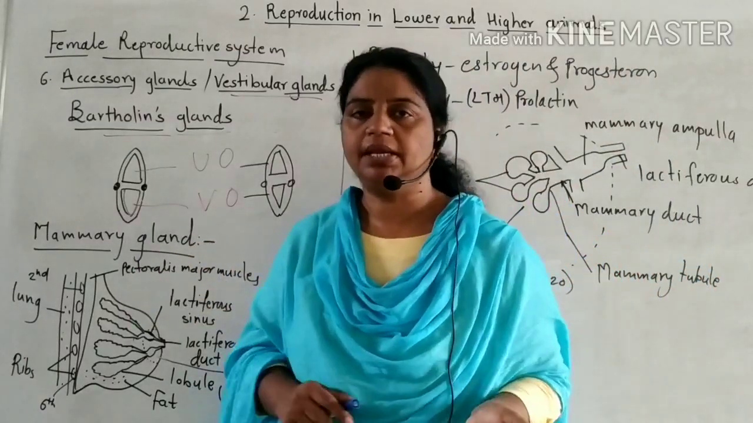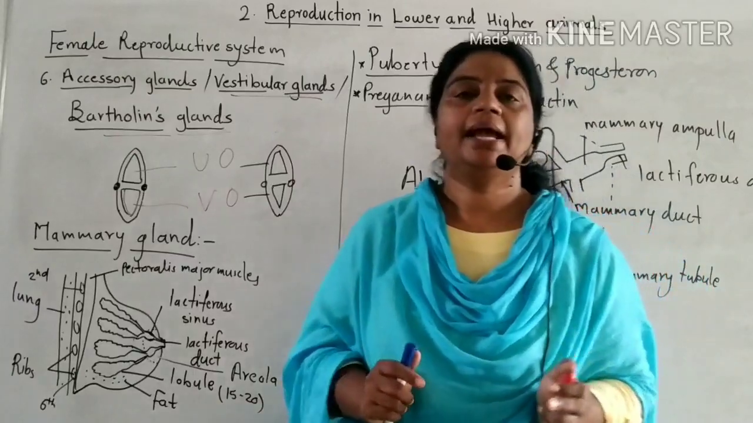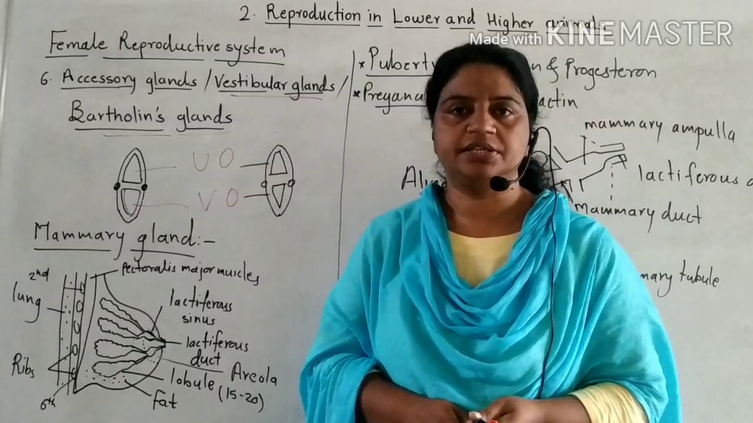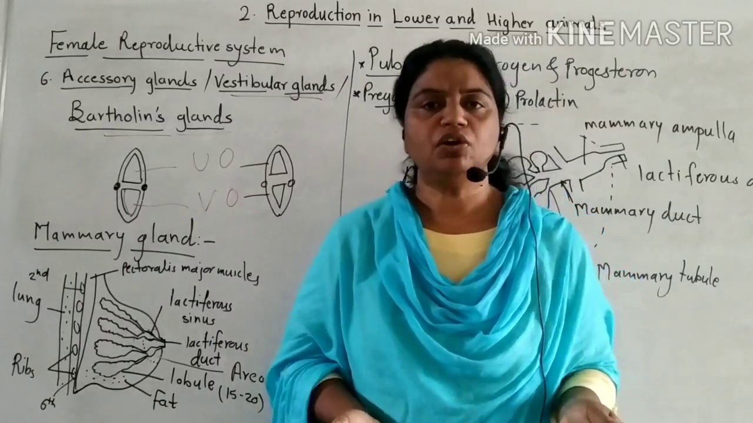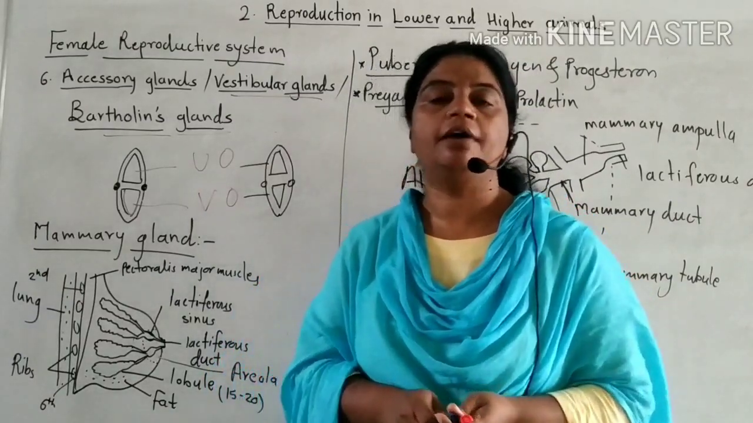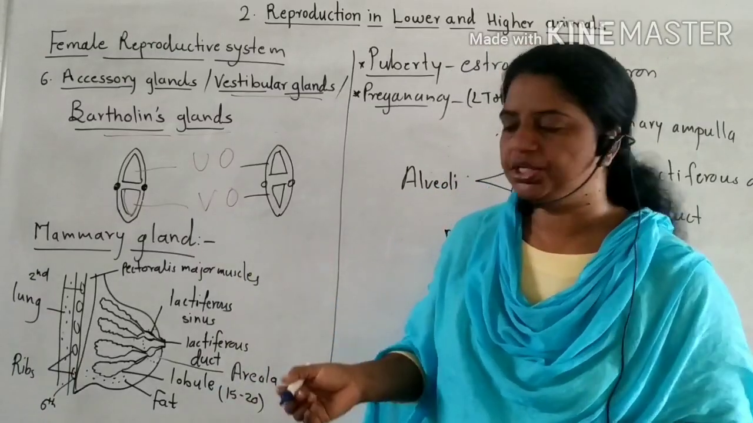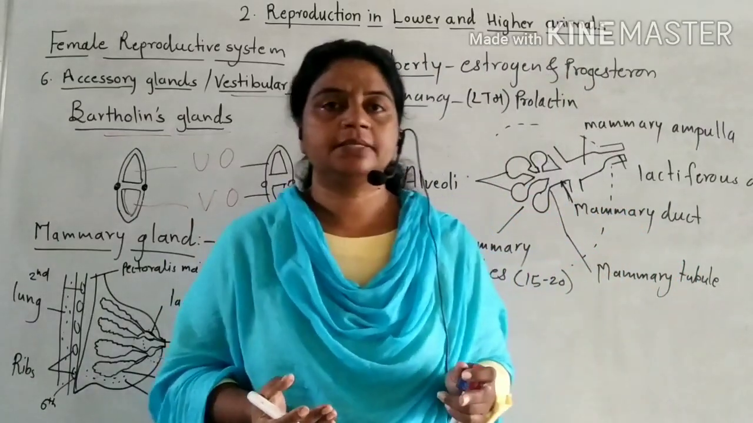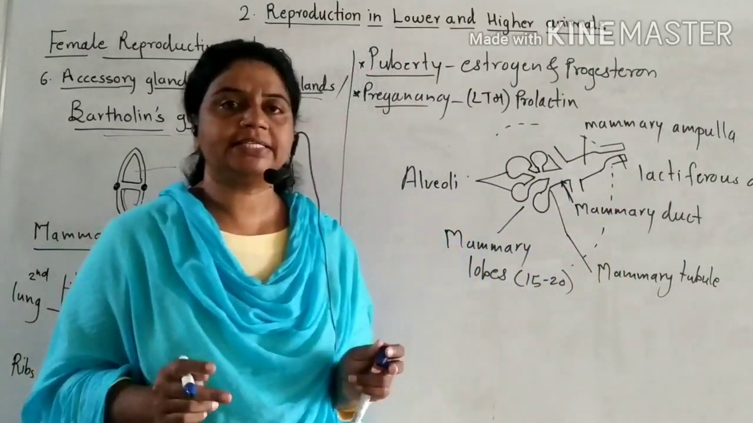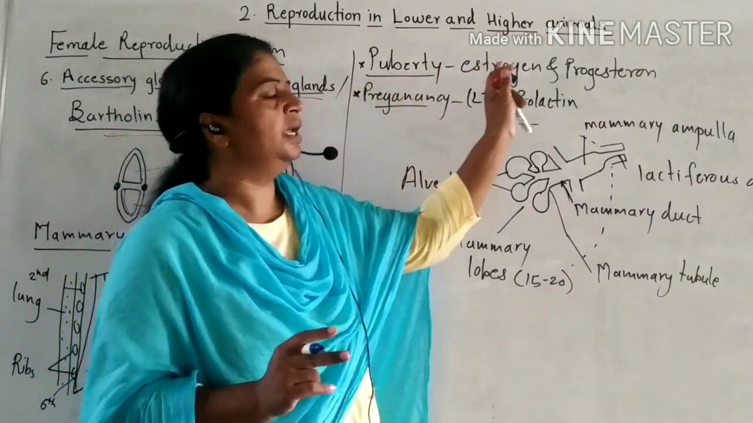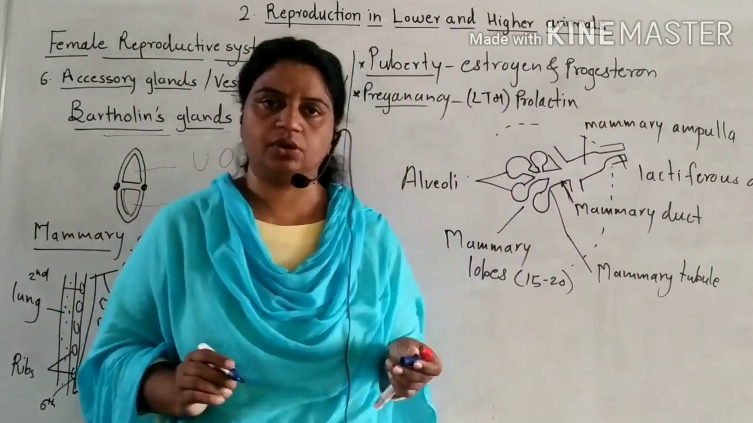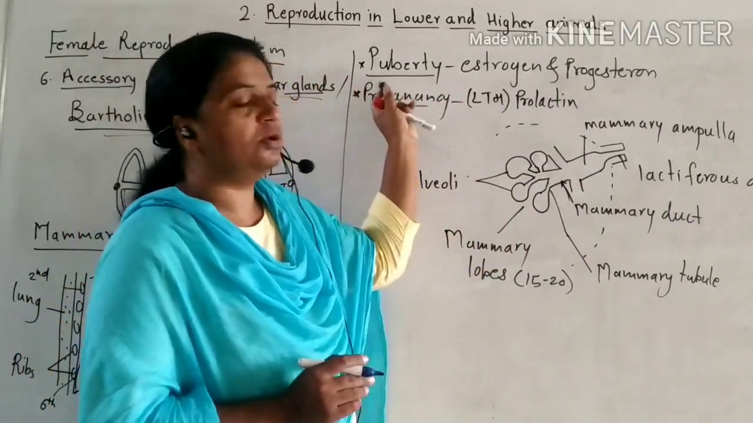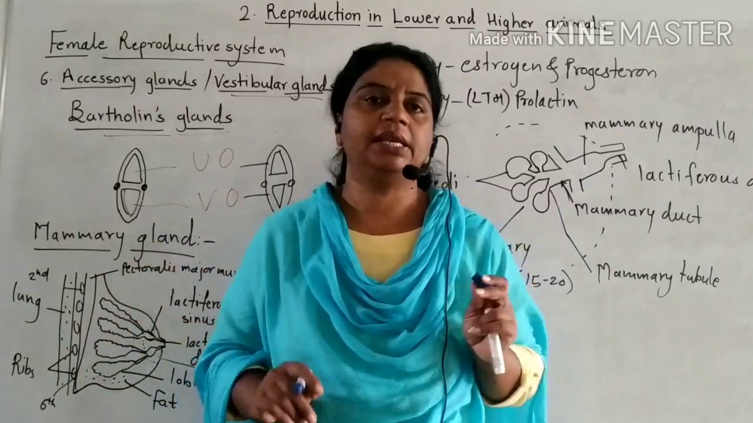The next is the mammary gland. The mammary gland is an accessory organ of the female reproductive system. It is for production of milk and release of milk after childbirth or parturition. The growth of the breast or mammary gland is influenced by two hormones during puberty, estrogen and progesterone. Estrogen and progesterone are both secreted by the ovary. These two hormones influence the growth of the mammary gland.